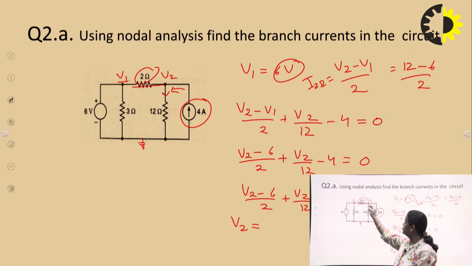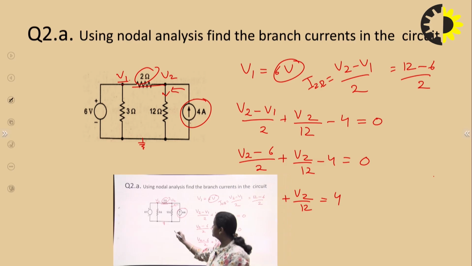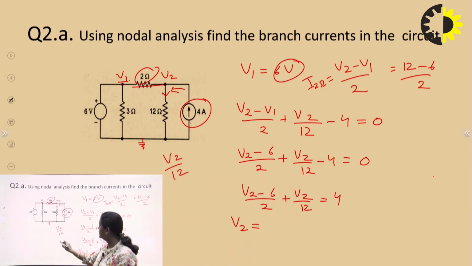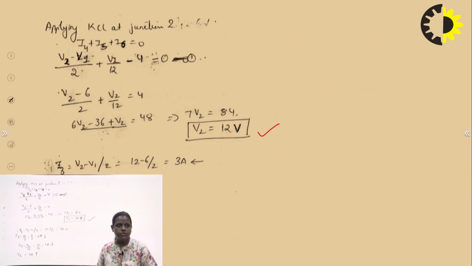Similarly, if you want to find the value of current in 12 ohm, this will be V2 by 12. The value of V2 is 12, so 12 by 12 gives 1 ampere. So this is how you can find current in all the branches. You can see that you are getting 3 ampere, 2 ampere, 1 ampere and 4 ampere in all the branches. So this is all for today.